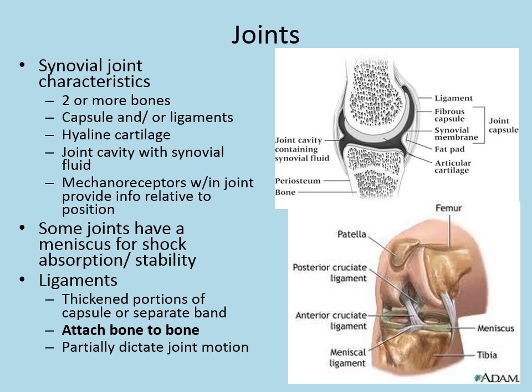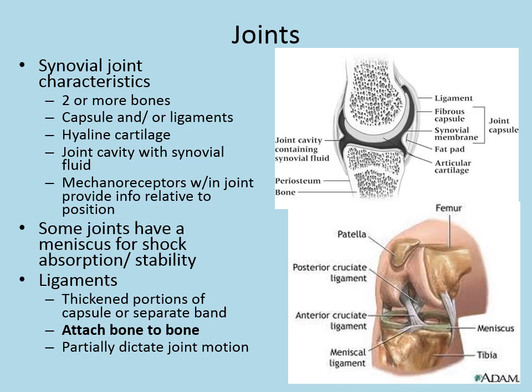So as we already talked about with the distinct ligaments, those are thickened portions of capsule or a separate band of tissue, but they're distinct. We can see or palpate them separately. Those are going to attach bone to bone, and they partially dictate motion.